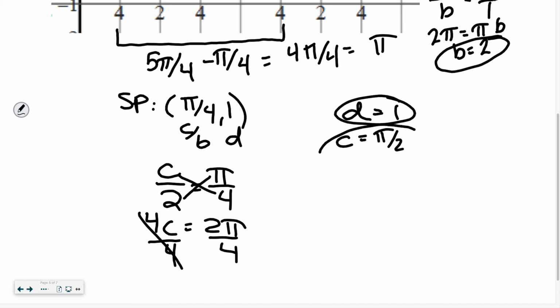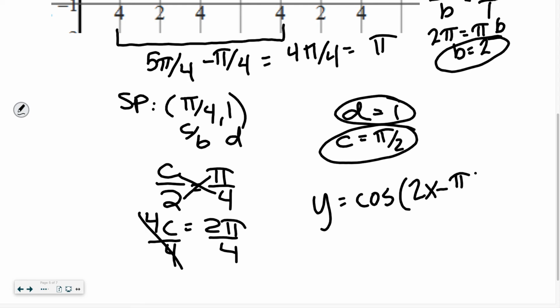Okay, so if you had C was pi fourths, which I saw in some people's papers as I walked around the room, you're jumping the gun. C isn't like H. We have that B factored in. So it's only equal to the thing in the equation when B is 1. You have to be really careful anytime you solve for B and it's something else. So our equation could be y equals the cosine of 2x minus pi half. Since C was positive, it'll look like a minus. And then plus 1.